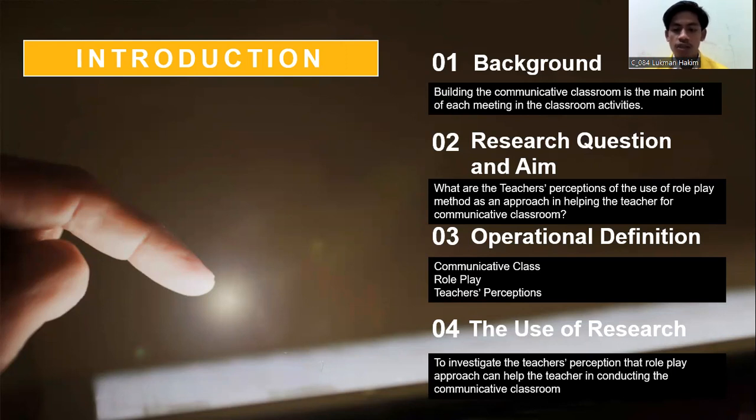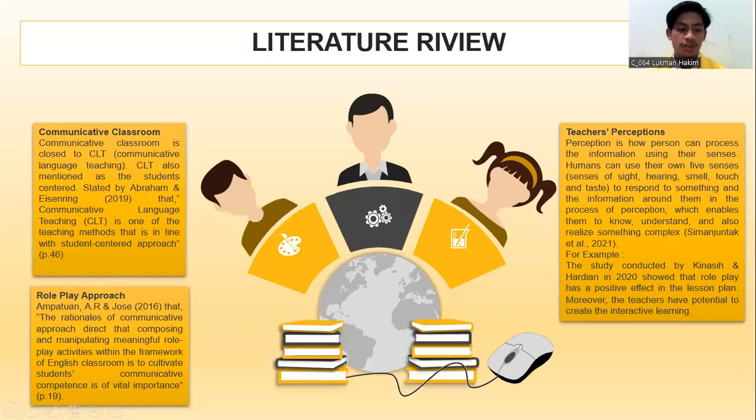And the next one is the use of research. This research investigates the teachers' perception that the role play approach can help the teacher in conducting a communicative classroom. Okay, let's move to the next one, literature review. There are three parts here. The first one is communicative classroom.